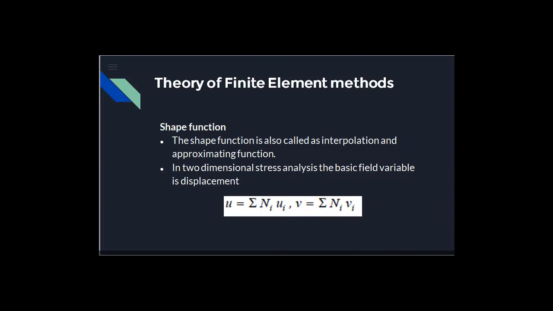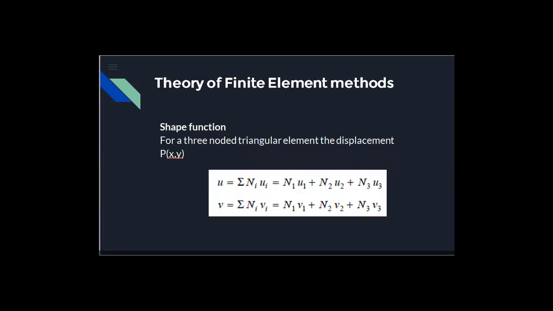In 2-dimensional stress analysis, the basic field variable is displacement. So the displacement u is the summation of Ni into ui, and v is the summation of Ni into vi, where N is the shape function. For a 3-noded triangular element, the displacement at (x, y) is given as u equal to summation of Ni ui, which is equal to N1 u1 plus N2 u2 plus N3 u3.